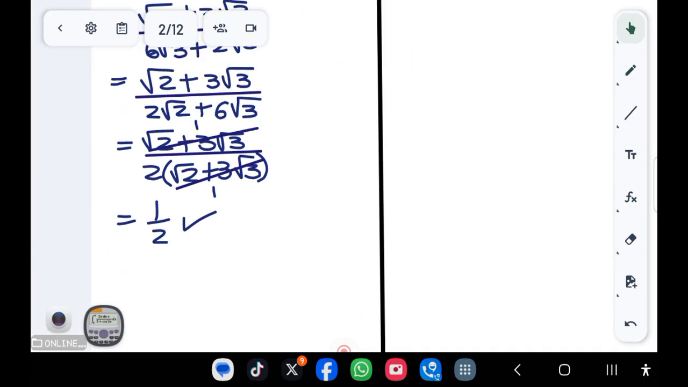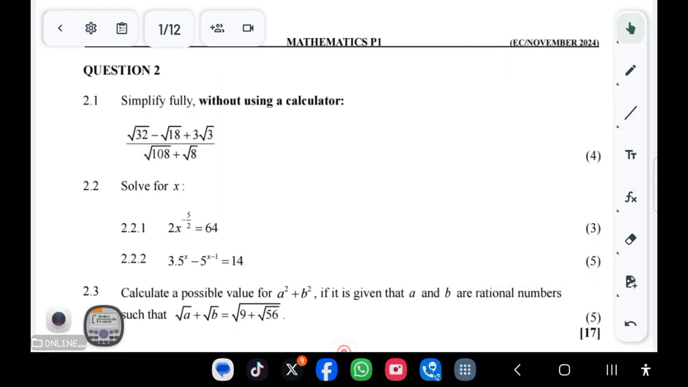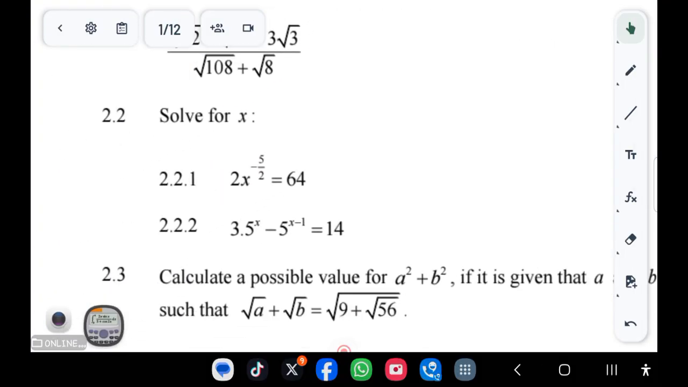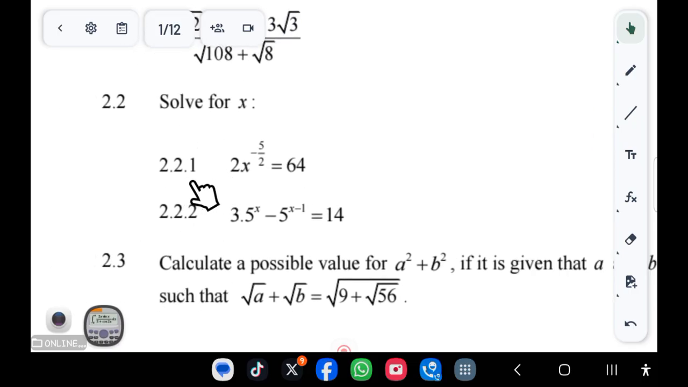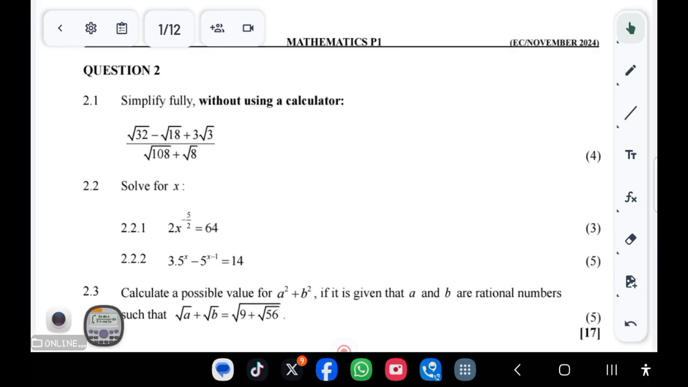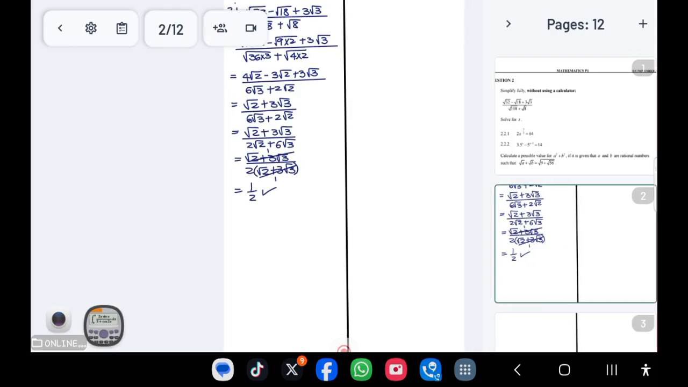Next question, let's go back to the main question. Next question is 2.2, solve for x. 2.2.1 goes: x to the power of minus 5 over 2 equals 64. Now this type of question is very easy to solve.